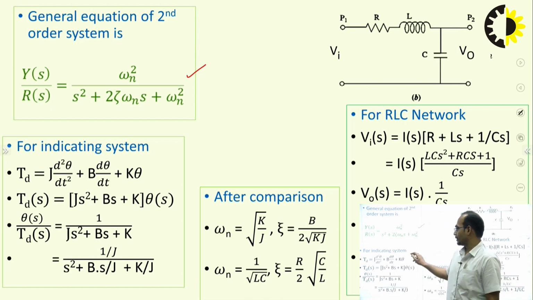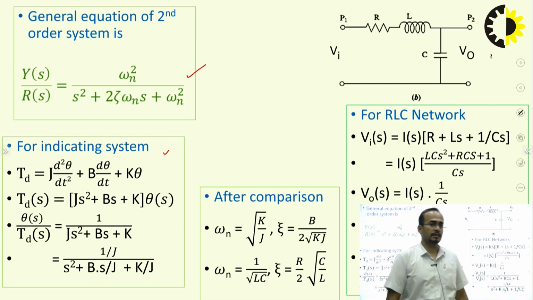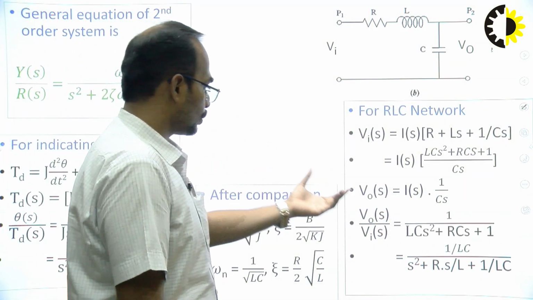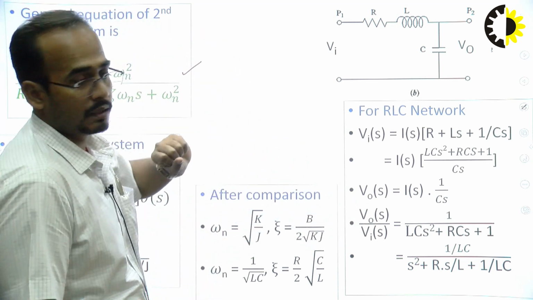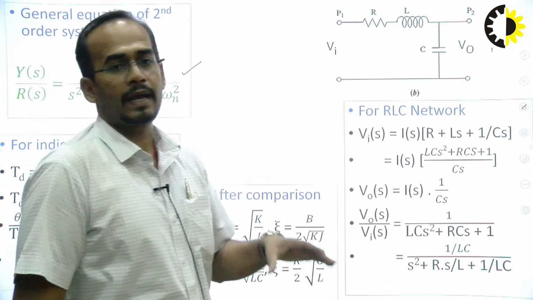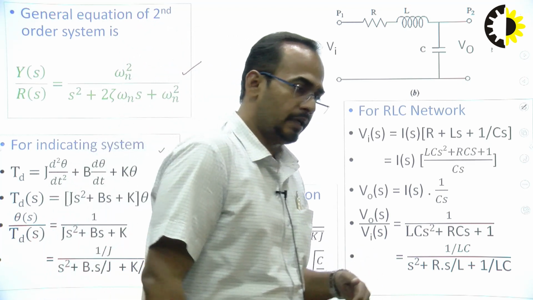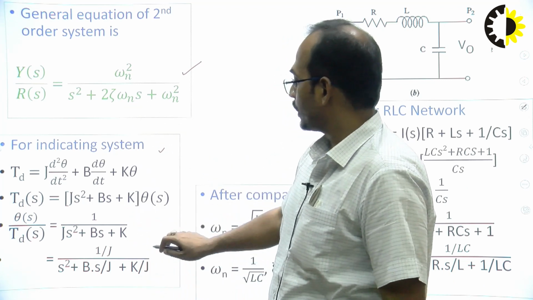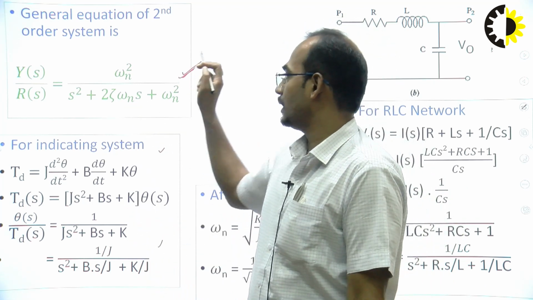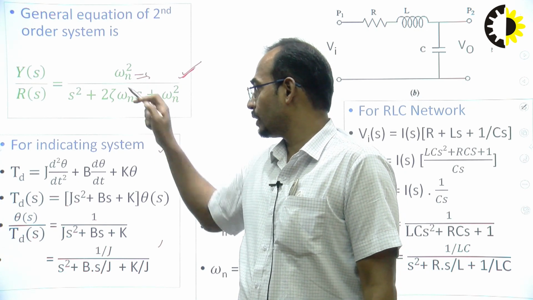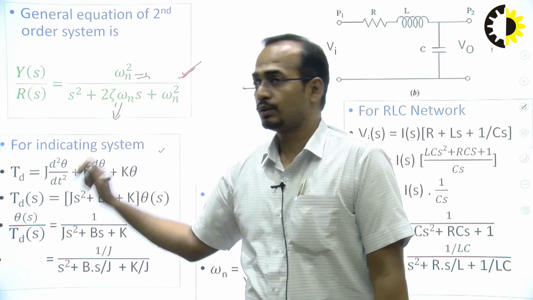Let us consider the example for this rotational system, and this is the example for this electrical system. After comparing these two transfer functions with the standard transfer function, we will get the value of omega n, that is the natural frequency, and zeta, the damping factor. In this standard second order transfer function, omega n is the natural frequency and zeta is the damping ratio.